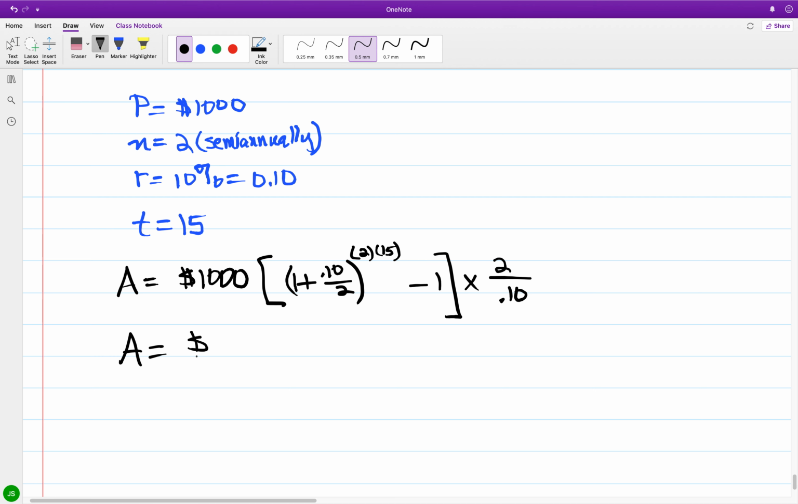In the case of what we have here, you've got $1,000 times the quantity. Now we have for the sum in parentheses 1.05, and this will be to the 30th power, and we have minus 1. And we have 2 divided by 0.10, so that is going to be 20.